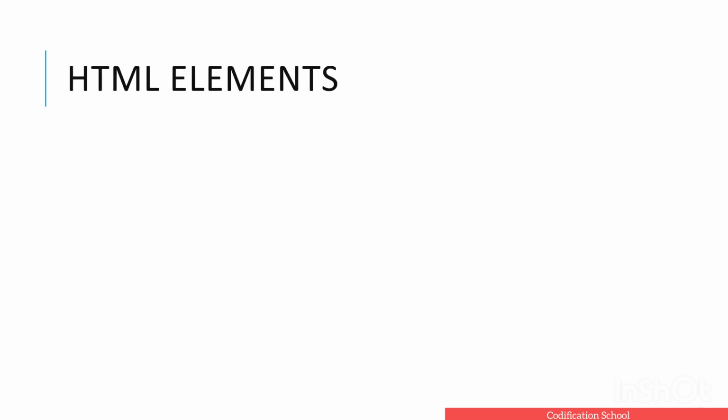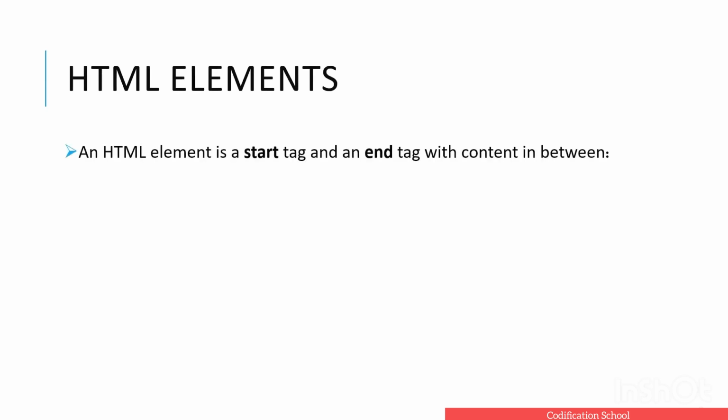An HTML element is a start tag and an end tag with the content in between. So think of a prefix and suffix, where the prefix gives you an idea that this is the start of the thing, and the end tag gives you an indication that here it is terminated. Similarly, an HTML element has a start tag and an end tag, and the content or the information, what has to be displayed, remains in between these two tags.